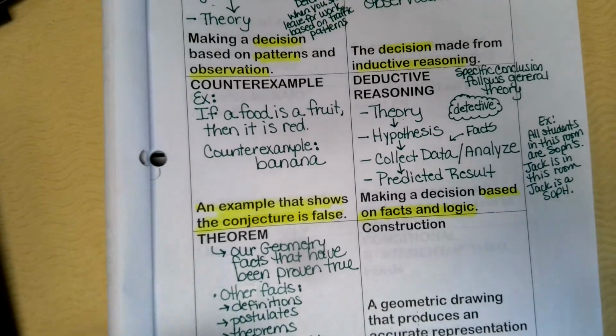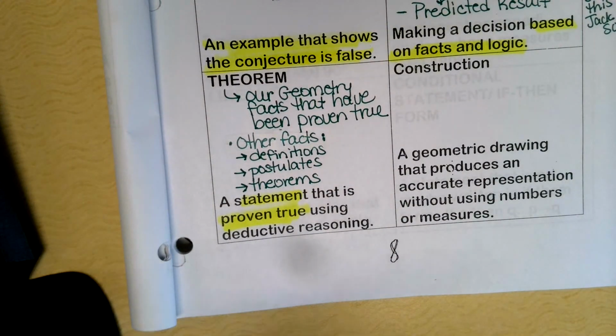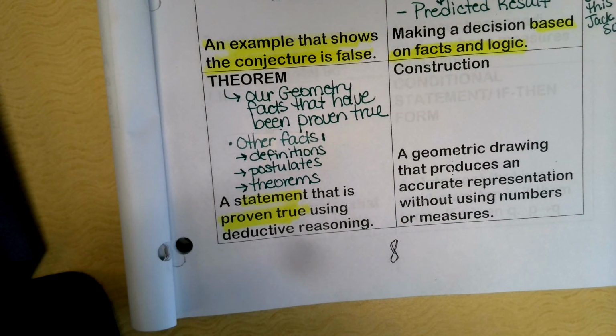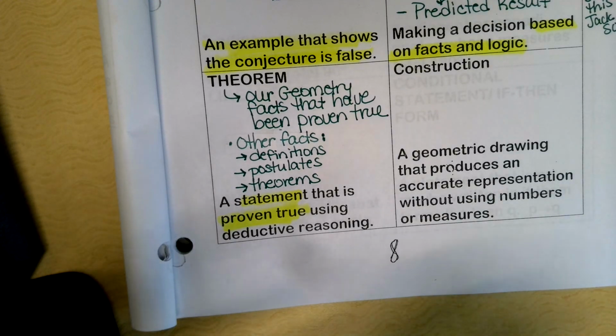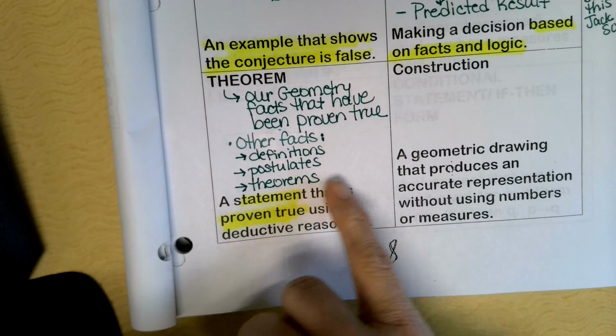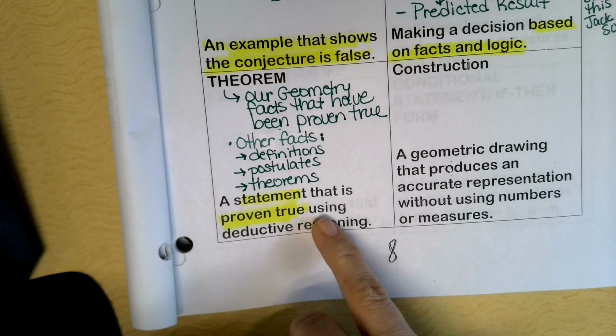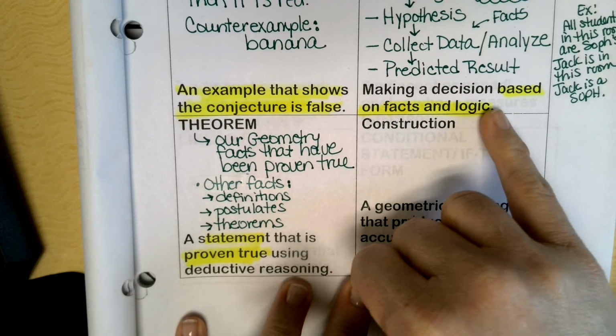And then last, as we get ready to go to proofs, we will have in geometry what's called theorems. Theorems in geometry are our geometry facts. They are things that have been proven true. Things that we use to prove theorems are definitions, postulates, and other theorems that have already been proven true. And so a theorem, the actual definition, is a statement that is proven true using deductive reasoning. And deductive reasoning was making a decision based on facts and logic.